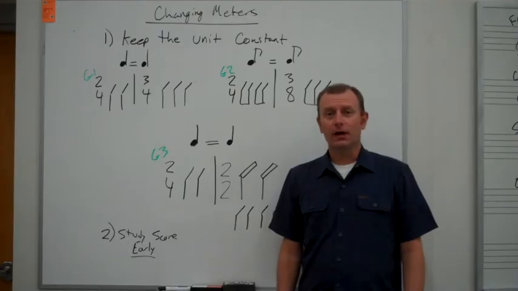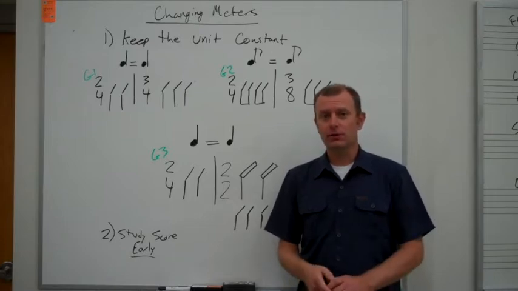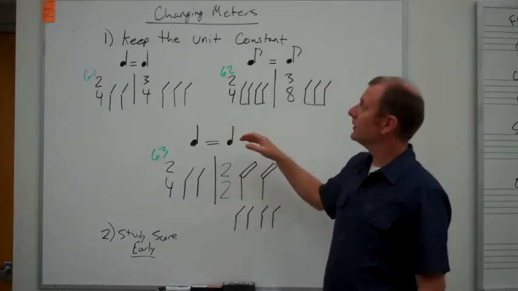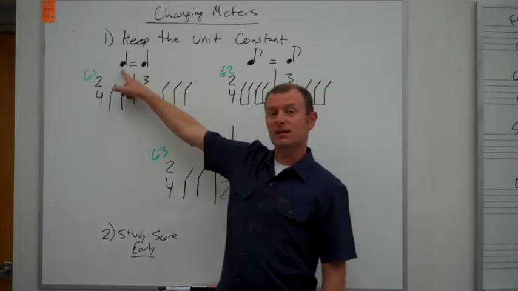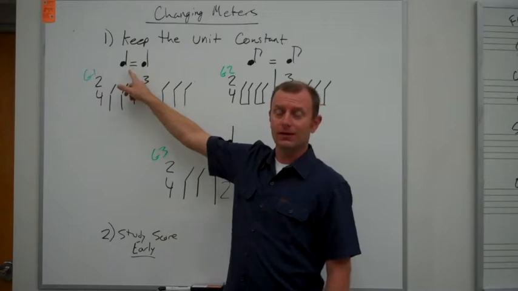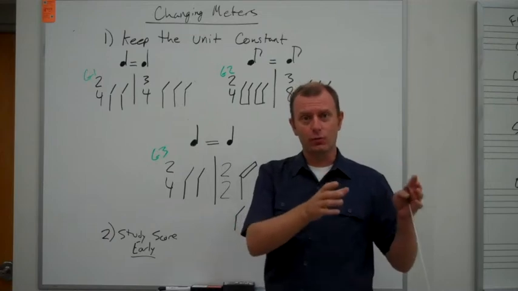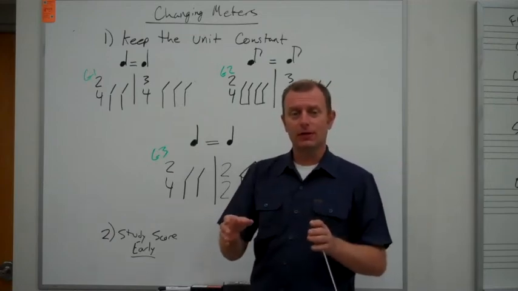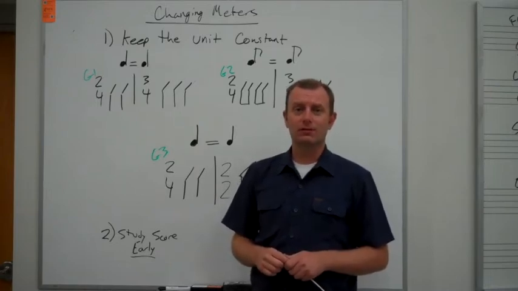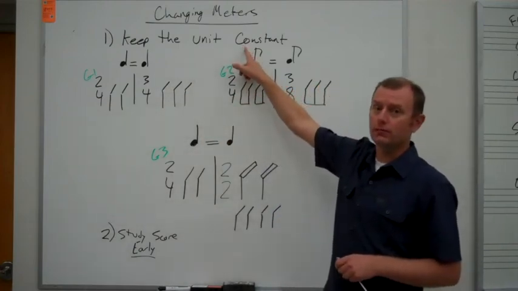Today we're going to be studying changing meters and asymmetrical meters. To start with changing meters, we want to look at some of the indications that they have in the score. We often see markings where one unit equals another unit, and that is there by the composer to help you understand the transition from one meter into the next. It is essential when doing changing meters to make sure that the unit stays consistent. That's really, really important for this.